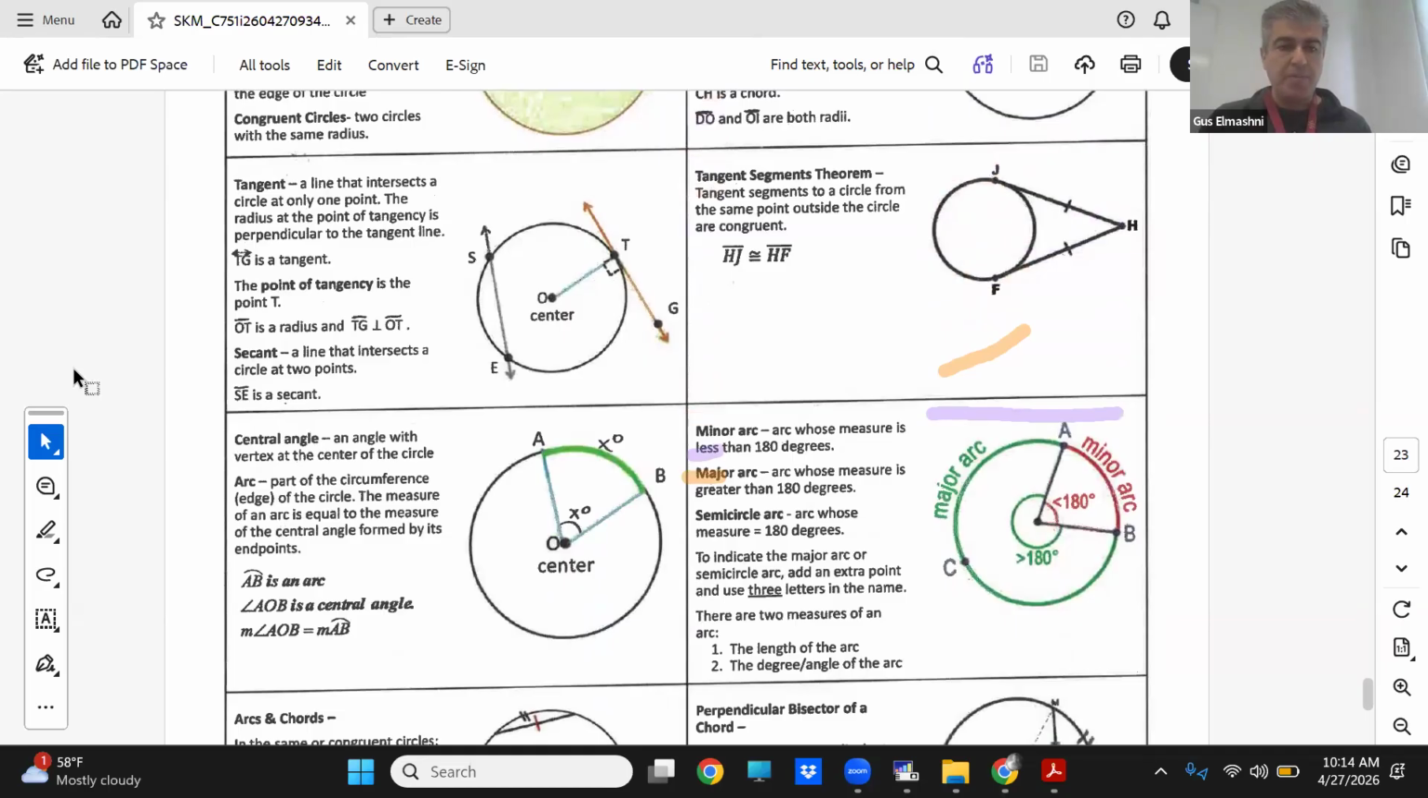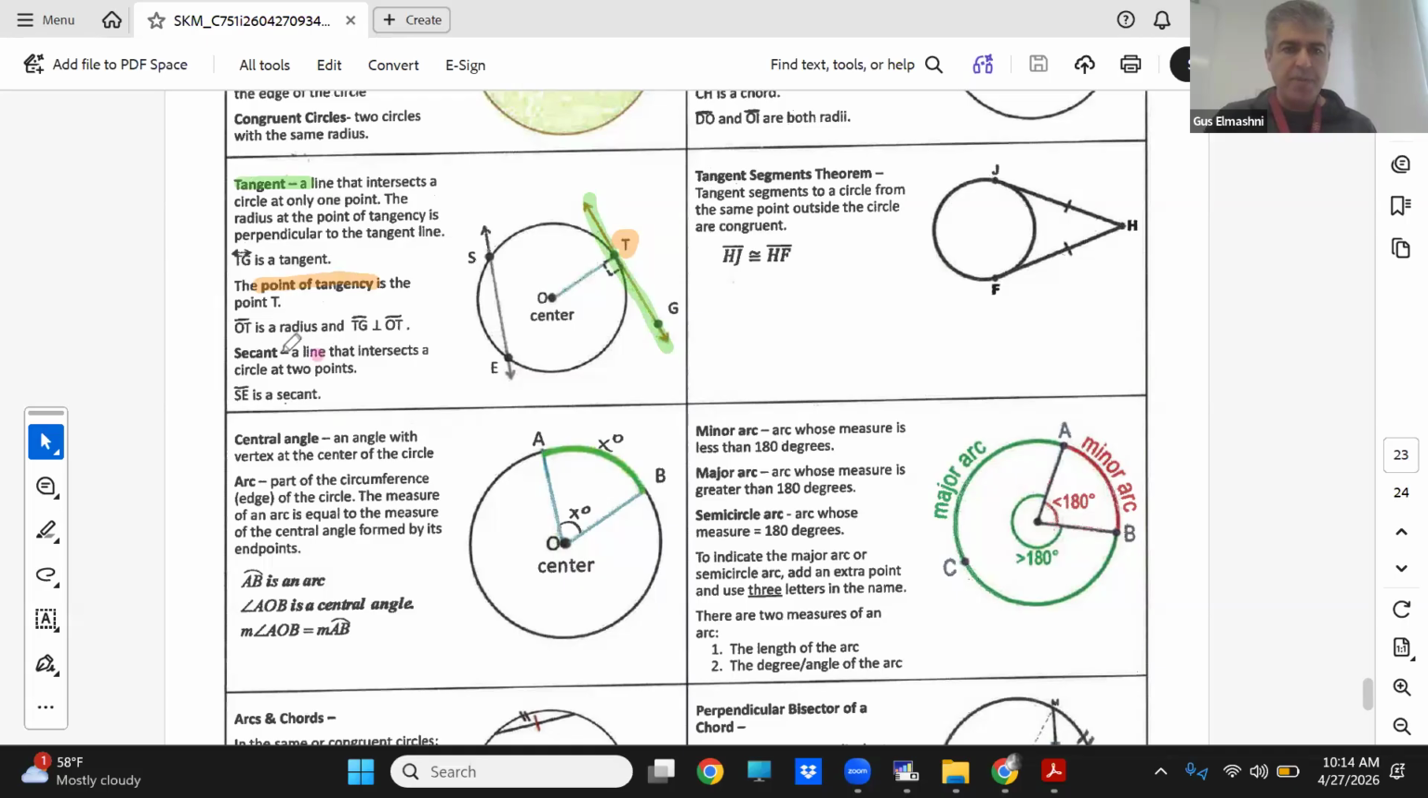William, can you read the part about tangent? A line that intersects a circle at only one point. The radius at the point of tangency is perpendicular to the tangent. Tangent segments theorem. Tangent segments to a circle from the same point. Oh, no. Just everything in that box. Sorry. TG is a tangent. The point of tangency. A line that intersects a circle at 2 points. ST is a secant. Perfect. Thank you so much.